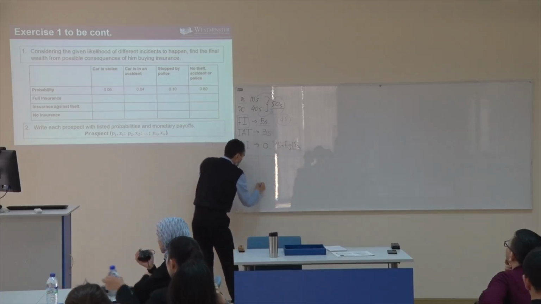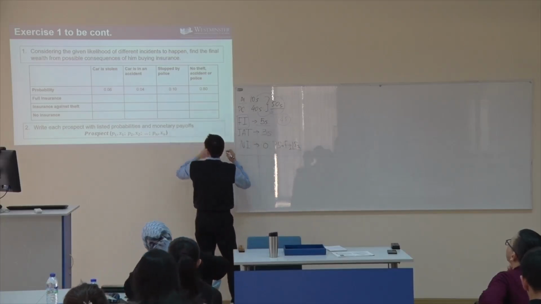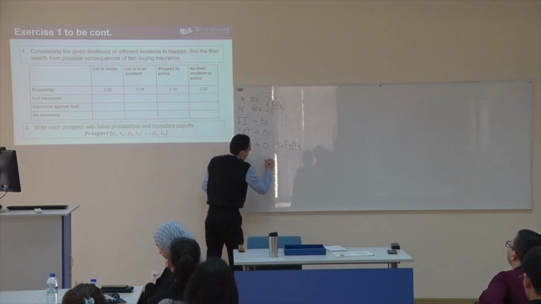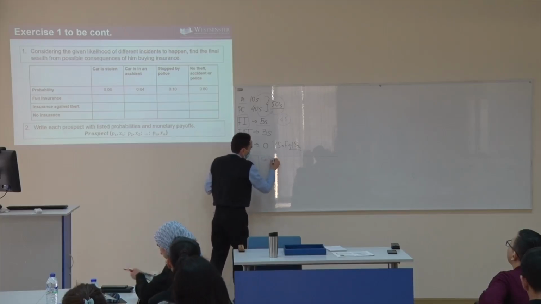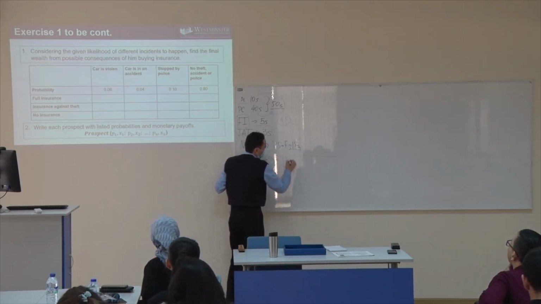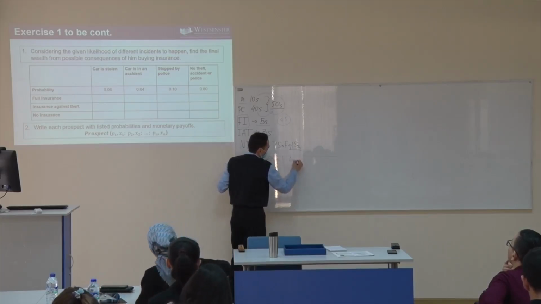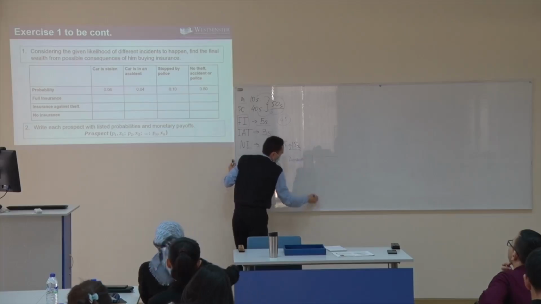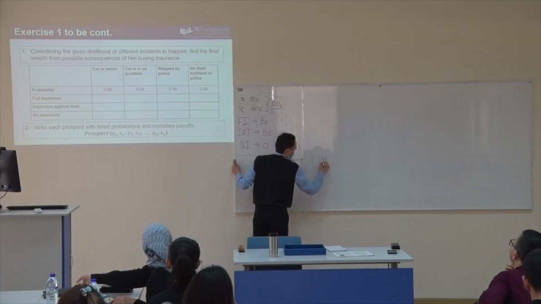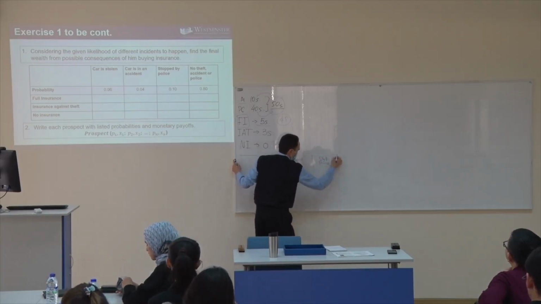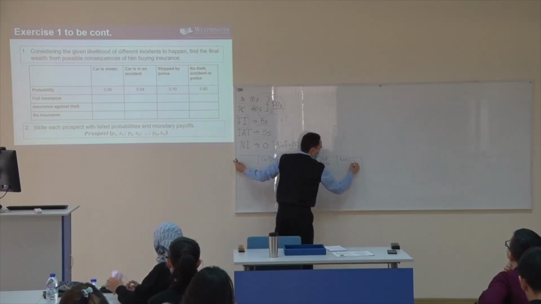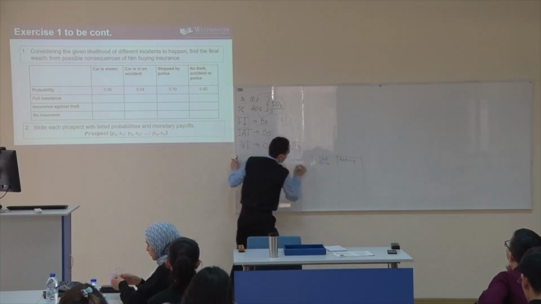Okay. Look, now we are going to write these things here. First, here we are considering the car: if the car is stolen. Okay? This is the first case. Second one, if the car is in an accident. Okay? Third case, stopped by a police. And the last one is nothing is going to happen.